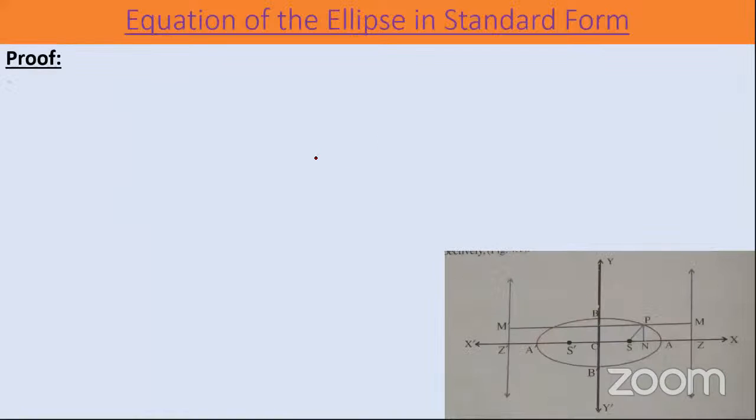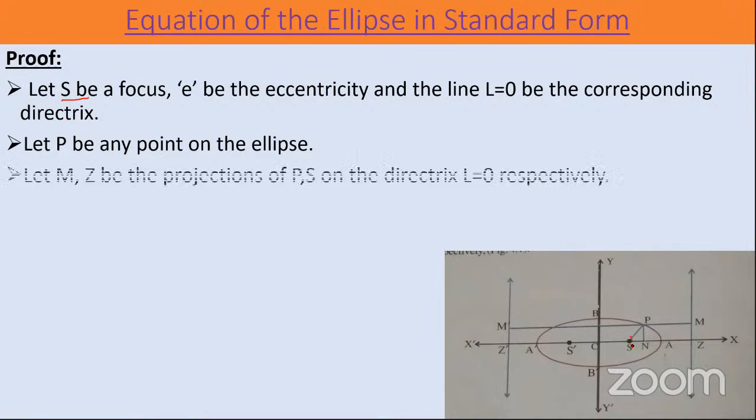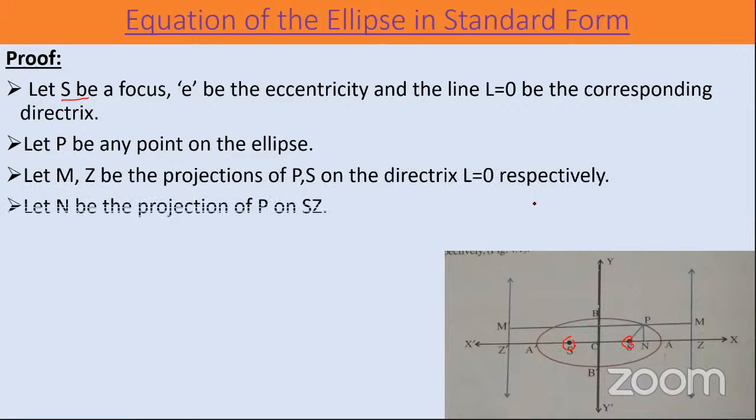For this proof, let S be the focus, e be the eccentricity, and L equal to 0 be the corresponding directrix. So here S is the focus, and these are the two foci. Eccentricity e, and L is the directrix. These two are directrices.